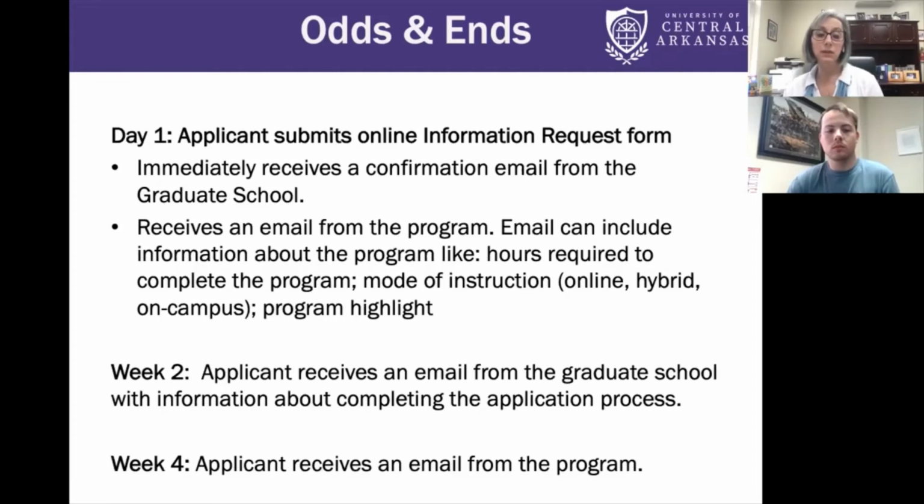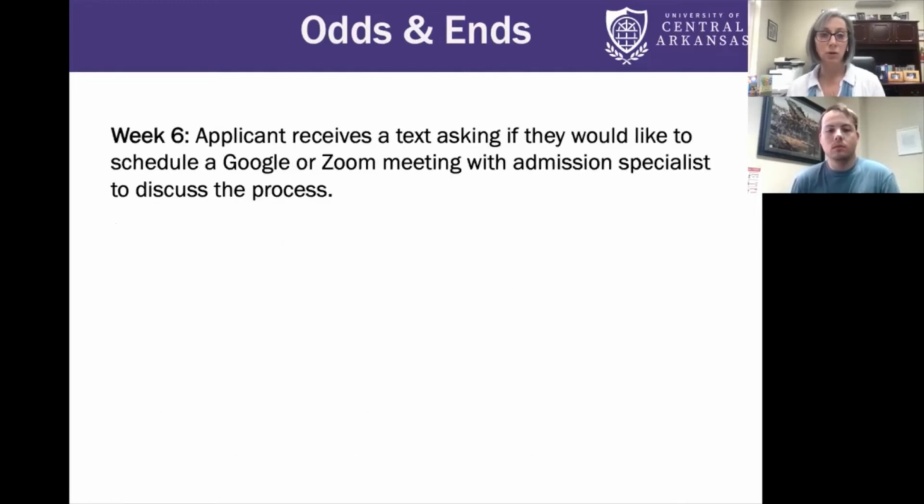And then, a couple of weeks later, we have the applicant receiving an email from the program. Again, it's automatic. It's not literally coming from the program, but it looks like it is. You all can help us tailor those so that they provide information unique to your program. And then in week 6, we plan to send a text. So the graduate school can now text. We're very excited about that. It asks if they'd like to schedule a meeting with an admissions specialist to discuss the application process. So far they haven't actually talked to a person unless they reached out and scheduled it, but this would be an invitation from us to do so.